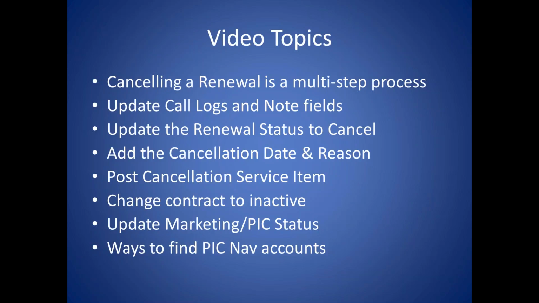Then we'll go through the process on the renewal info tab, where we'll update the renewal status to cancel and add the cancellation date and reason. We'll also go through the process of creating a permanent accounting transaction, where we'll post to their sales history that we're canceling the renewal. Again, that just gives us one more way to show that the contract was canceled. Then we'll actually change the contract. The final step will be changing the status from active to inactive.